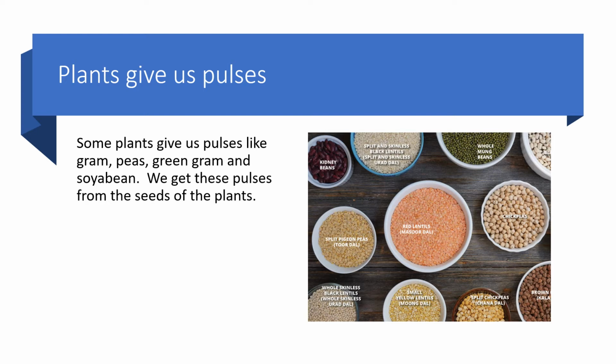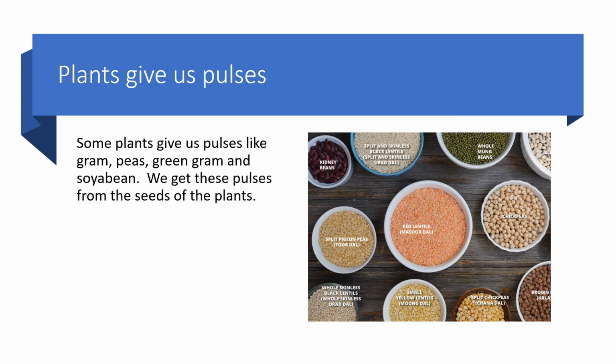So now let us read, children, and do the spellings. Plants give us pulses. Some plants give us pulses like gram, peas, green gram and soya bean. We get these pulses from the seeds of the plants. Children, these are the seeds of the plants. So, wow, you're eating the seeds also. And they are protein rich, so you should eat them in these days. Since you're locked up at home, under lockdown, you have nothing much to do. You can eat protein rich food.